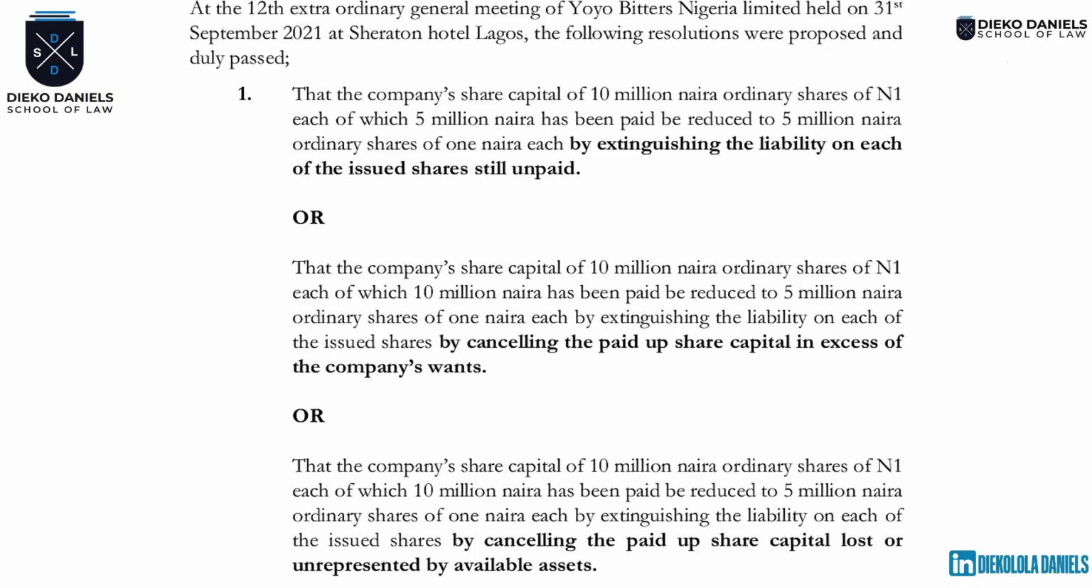By what? By extinguishing the liability on each of the issued share. Now, you see that statement, by extinguishing the liability, you must say it, because is it that you want to extinguish the liability or you don't want to? Because CAMA says, if you look at section 131C, it says either with or without extinguishing or reducing the liability. Are you extinguishing the liability? Are you reducing the liability?